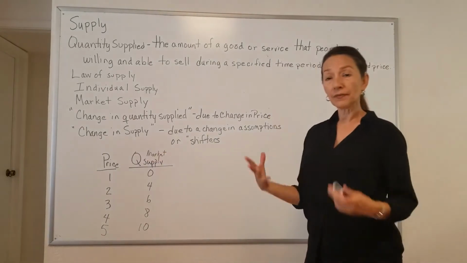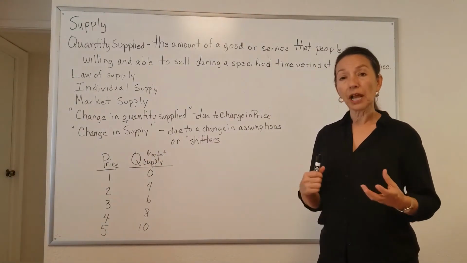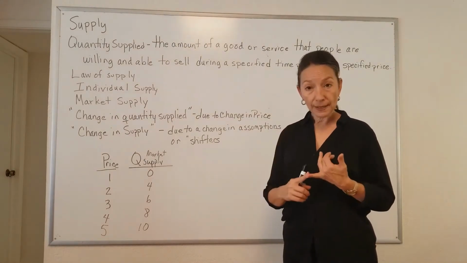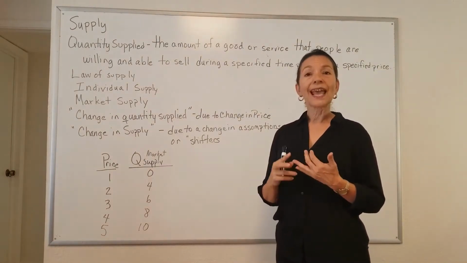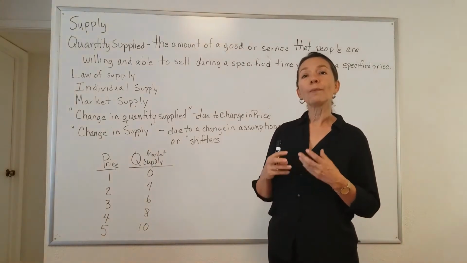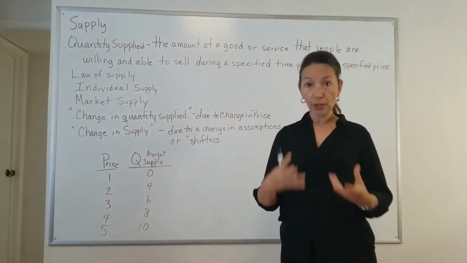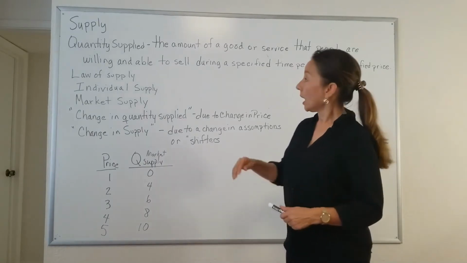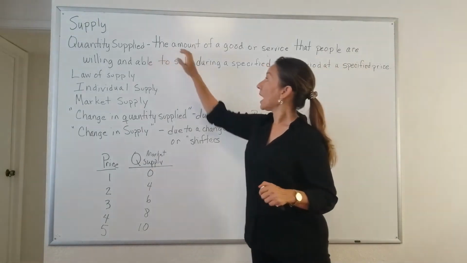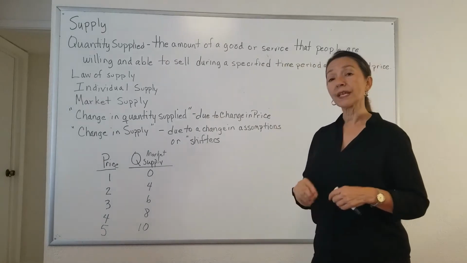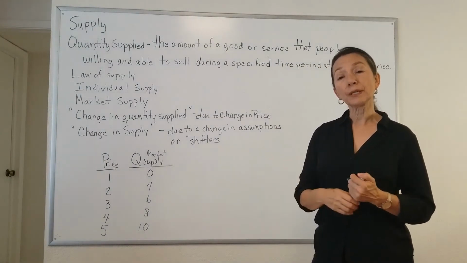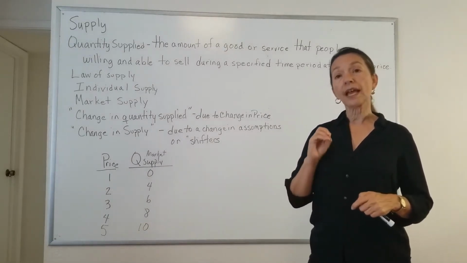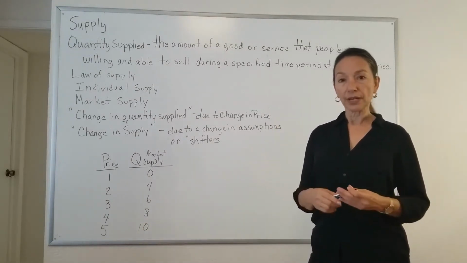So first, let me give you the definition of supply. Supply is the relationship between the price of a product or service and the quantity or amount of that good or service that will be put out into the market by sellers. Okay. So quantity supplied is the amount of a good or service that a seller is willing and able to put into the market at a given price, and during a specified period of time.